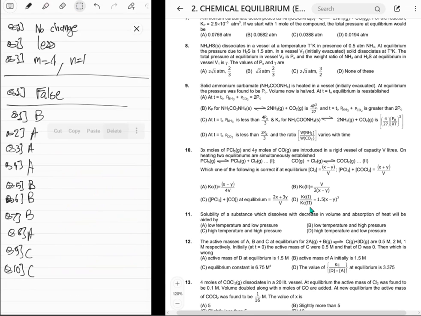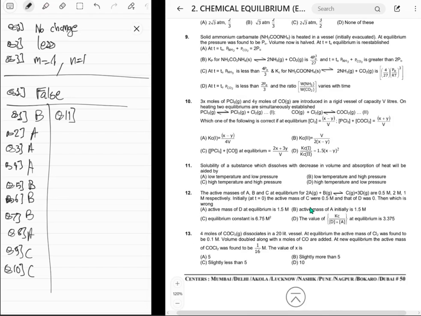Question number 11. The solubility of a substance which dissolves with decrease in volume and absorption of heat will be aided by... So it dissolves with decrease in volume and absorption of heat. Well, absorption of heat means it's endothermic basically, so it will be aided by high temperatures. And it dissolves with decrease in volume. Okay.